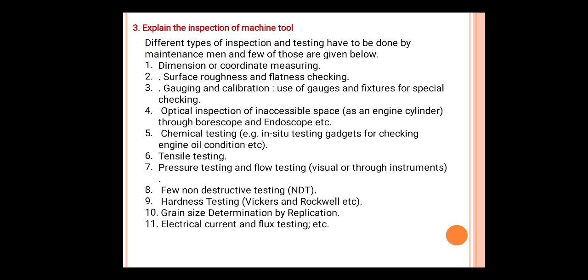Which are those? Dimensions, coordinate measuring. Dimensions should be checked. Surface roughness and flatness checking. Surface roughness should be checked and flatness maintained. Gauging and calibration; gauges should be calibrated. Use of gauges and fixtures for special checking purposes. Optical inspection of inaccessible spaces, such as engine cylinders, through borescopes and endoscopes.